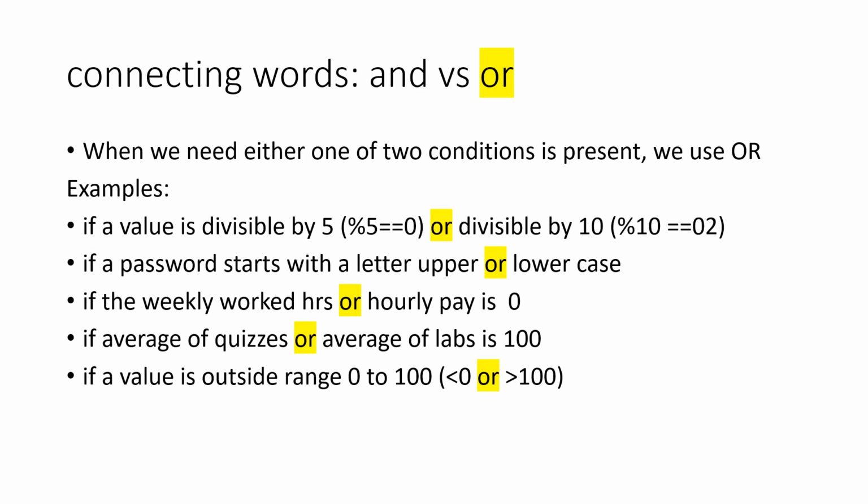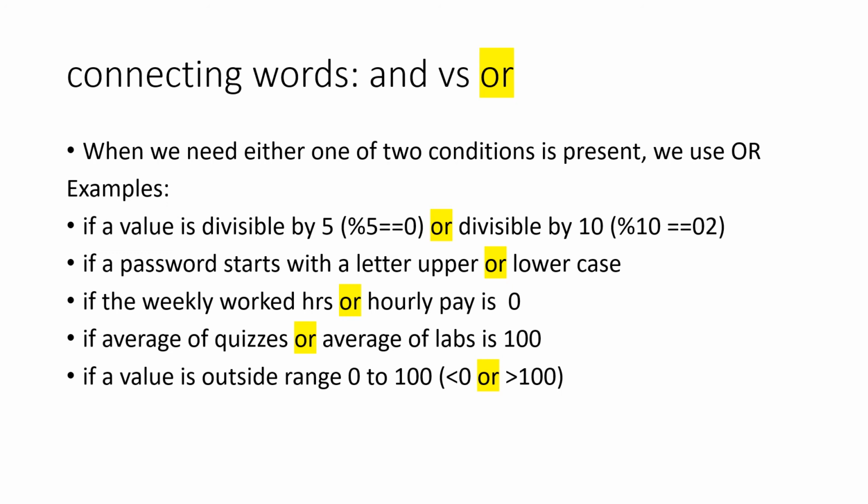Continuing on, the next connecting word that we have for conditions is OR. OR is used when we want to check if either one of the two conditions is true. So we want to do something when the first condition is true, when the second condition is true, or when both conditions are true. We are not going to do what is inside that condition combined with OR only when both conditions are false. So we need either one of the two conditions to be present or both.